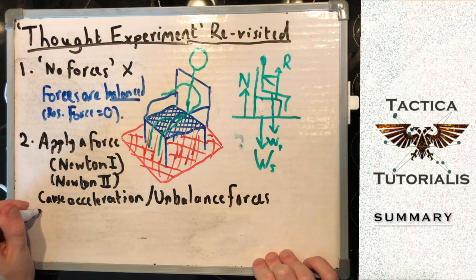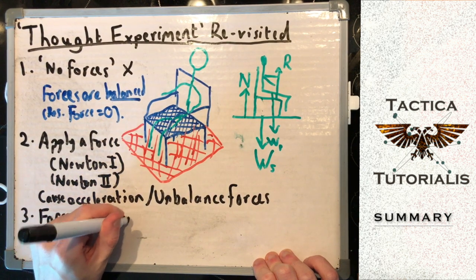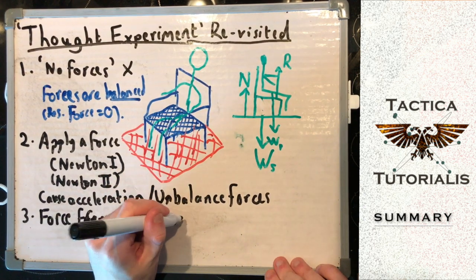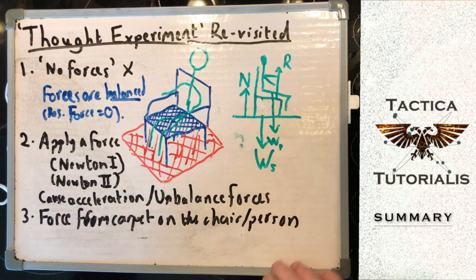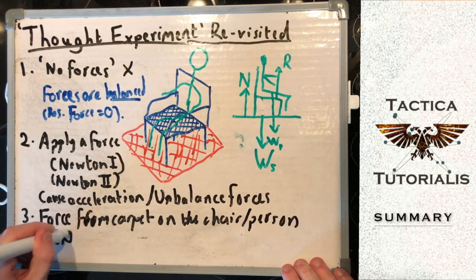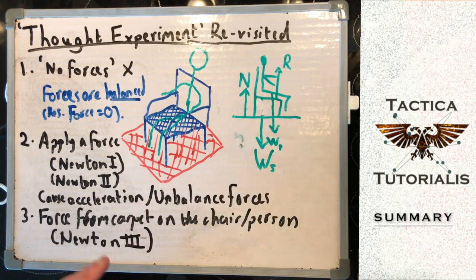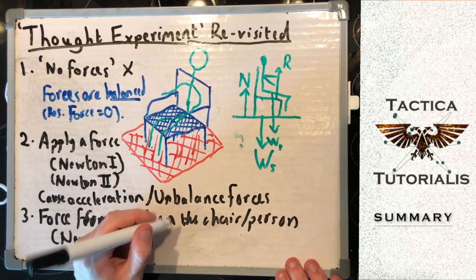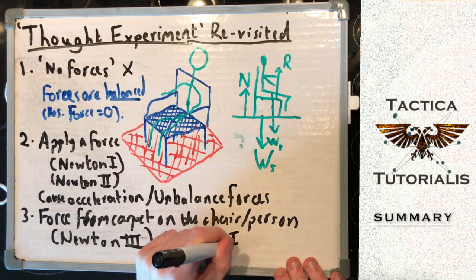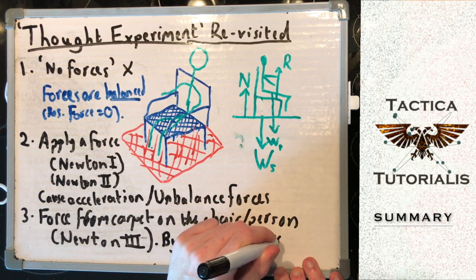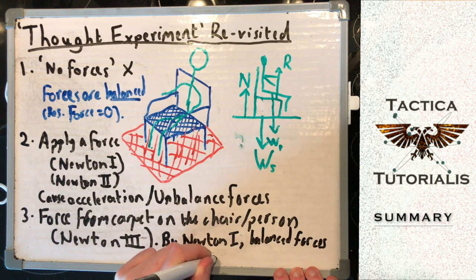So we say that there is a force from the carpet on the chair and person, and we'll make reference to Newton's third law to say that those forces are equal and opposite, and by Newton 1, balanced forces. Therefore, no acceleration.